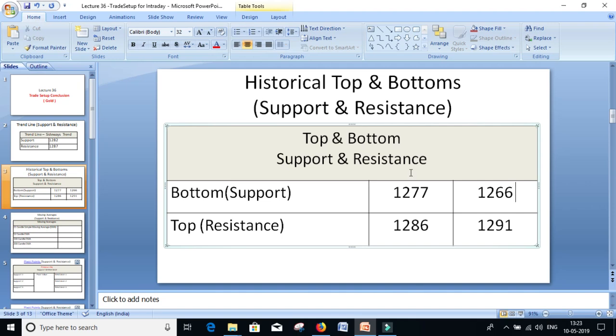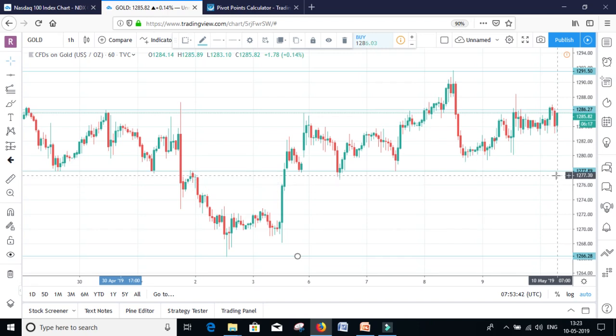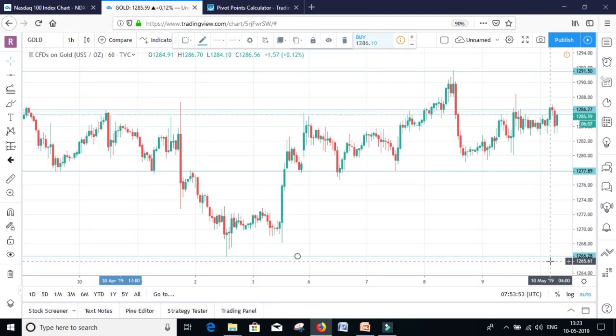We have 4 levels that we have drawn on the chart. The first is 1286, the second is 1291, which is becoming a resistance for us now, and the prior support is 1277, which is a very strong support, and the next major support is 1266. So these 2 bottoms are considered to be support, and the next 2 upper levels are considered to be resistance or top.